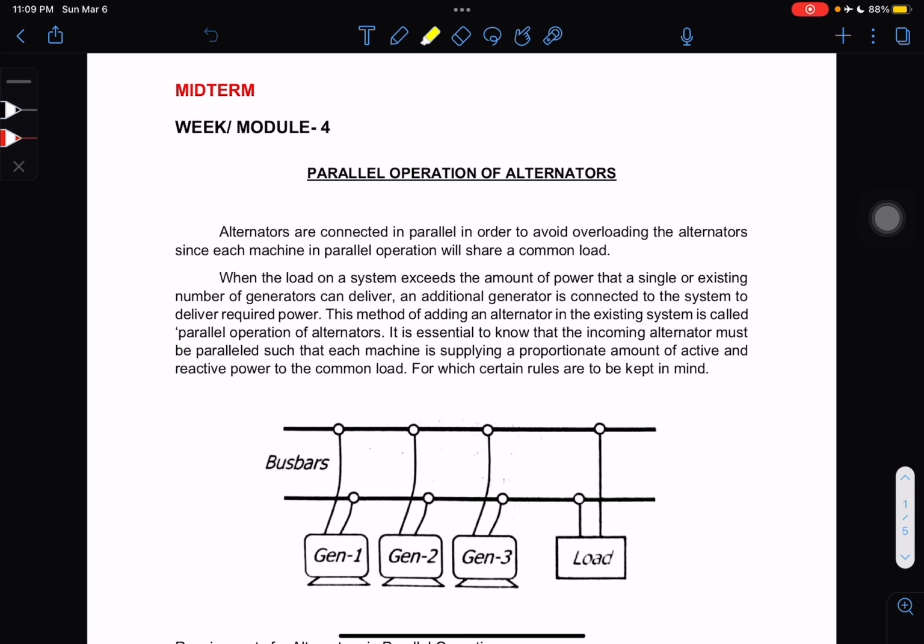Okay, welcome back to our class for EE 137. So for week module number 4, our topic is about parallel operation of alternators.